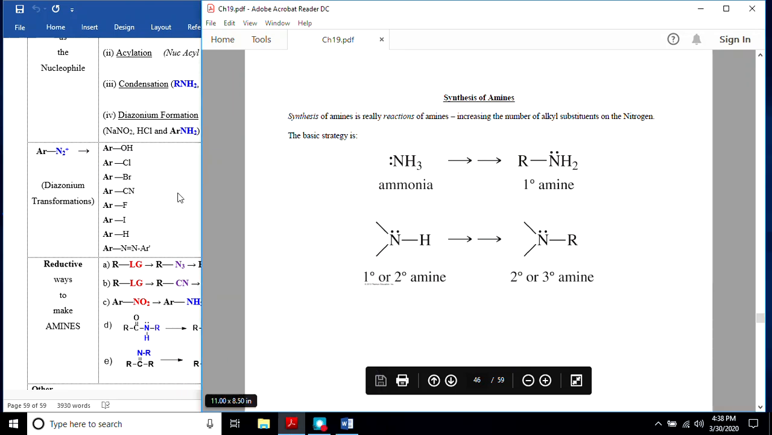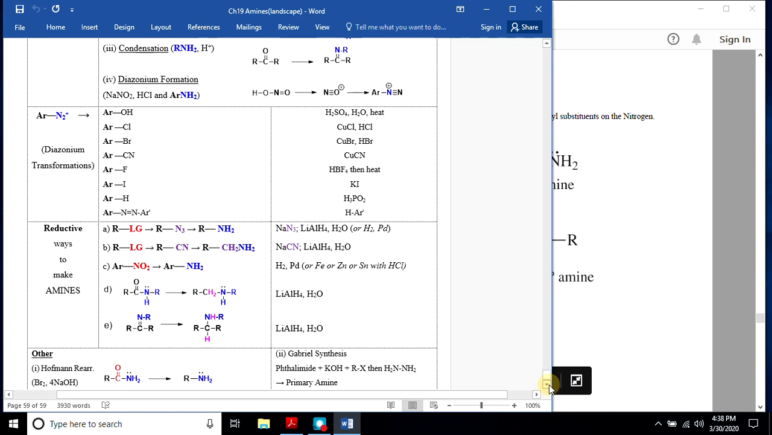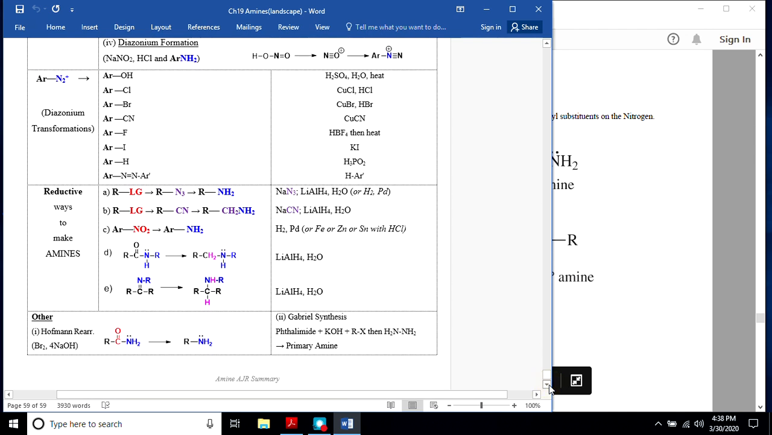Okay, so in our last video of chapter 19, we're going to talk about ways to make amines. There's a recurring theme when we talk about the ways to make amines. And those two themes are, one, pretty much any functional group that has a nitrogen can be reduced to produce an amine.